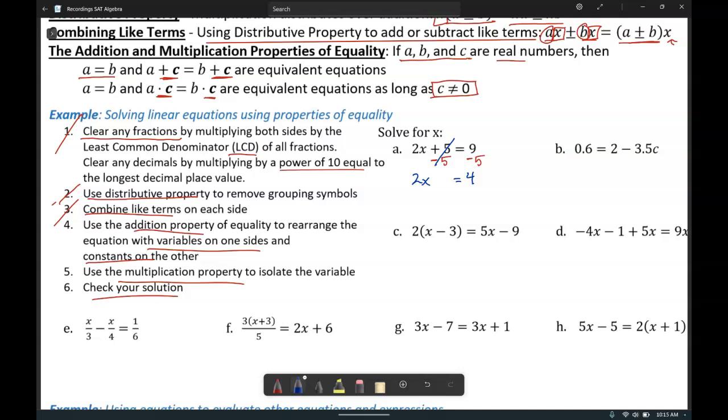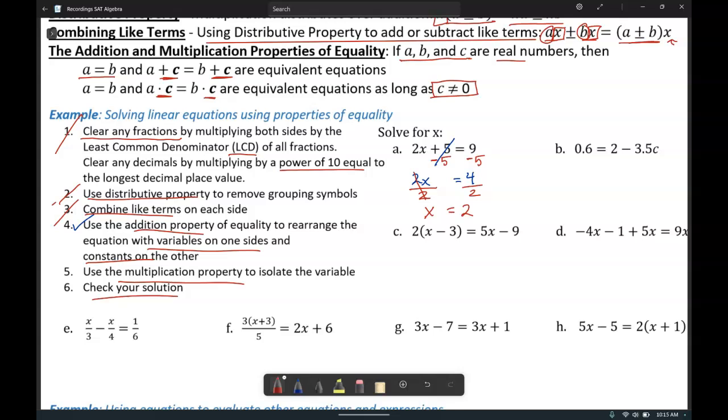And now we can go ahead and use our multiplication property to isolate the variable. If I have 2 times a variable, in order to undo the 2 times the variable, we divide both sides of our equation by 2. 2 divided by 2 is 1, which cancels that out, leaving me with just 1x. And then 4 divided by 2 is 2. And we have our solution for x.